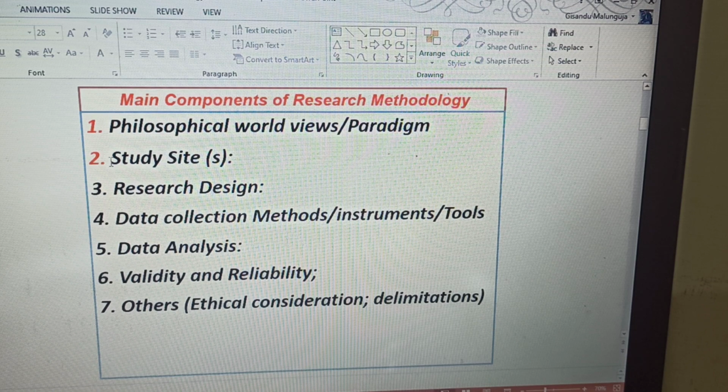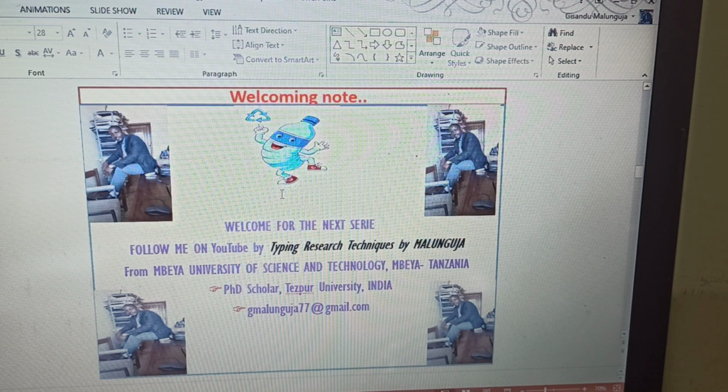I will start with how we can formulate and write a study site, research design and its categories, data analysis and its categories, data collection methods and instruments, validity and reliability. What are these? What do they mean? How do we write them in a paper, rather than only reading about them in theoretical areas? And therefore, with this simple remark, I would like to say welcome to the next series of my presentation.